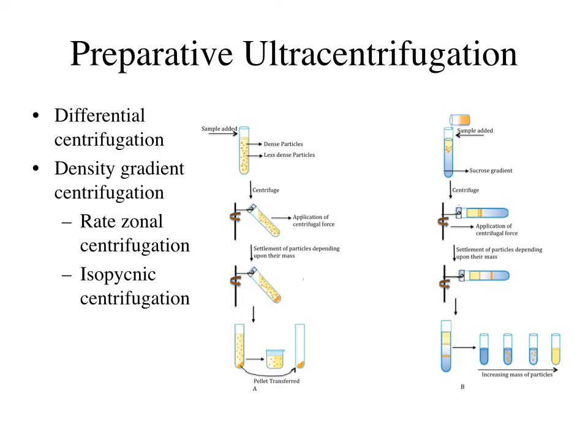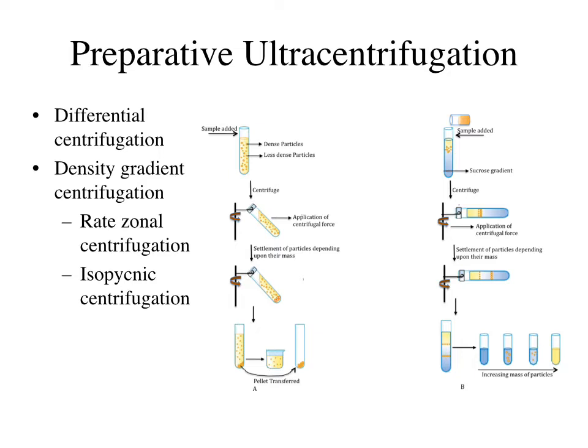Differential centrifugation is used to separate the components of a solution based on differences in the sedimentation rate of the different components of the mixture. Density gradient centrifugation goes further in particle separation than differential centrifugation. It is ideal when the goal is to isolate particles of similar sizes but different densities.